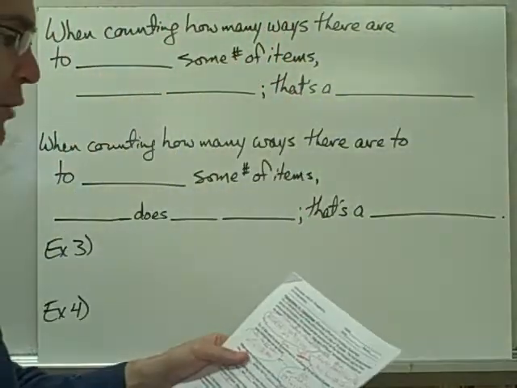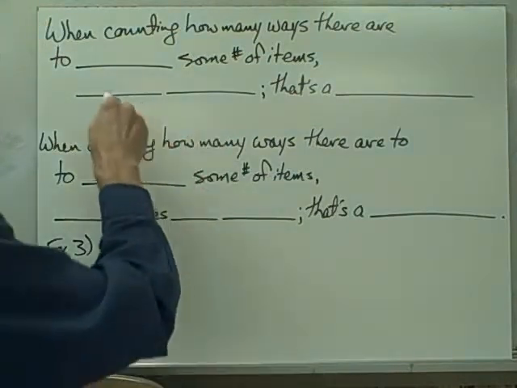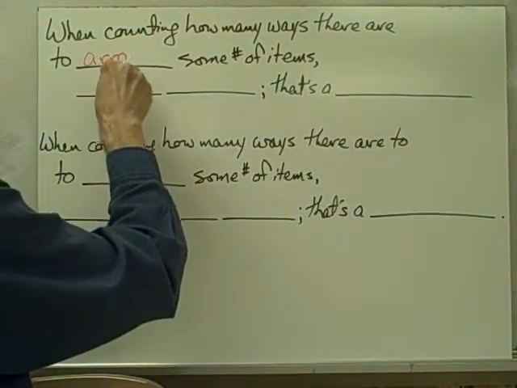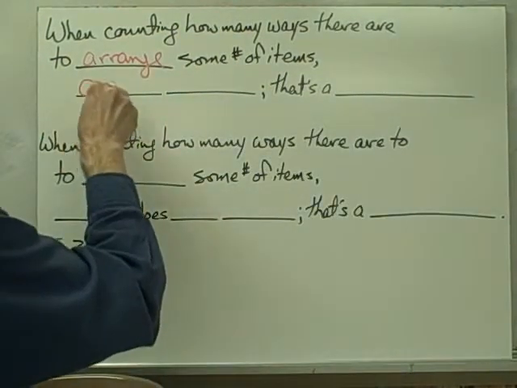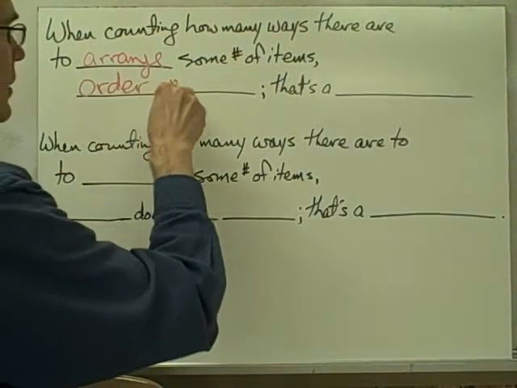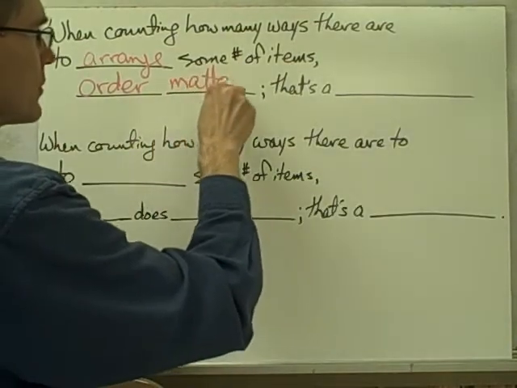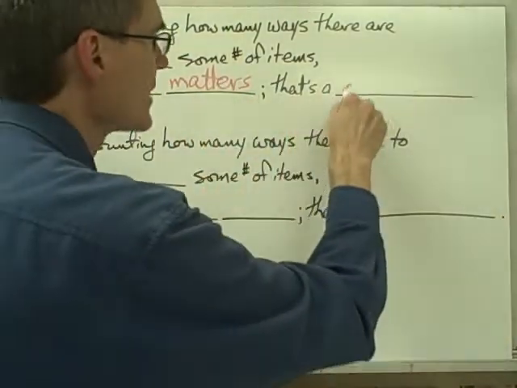When you're counting how many ways there are to arrange some number of items, the order matters. That's a permutation.